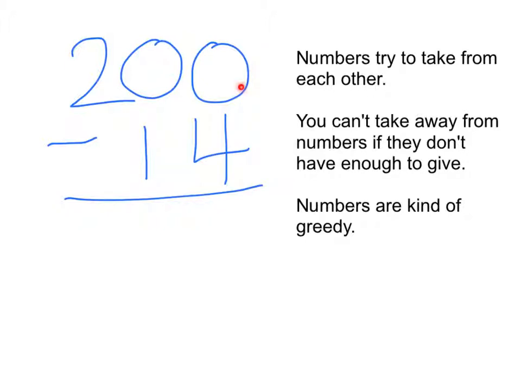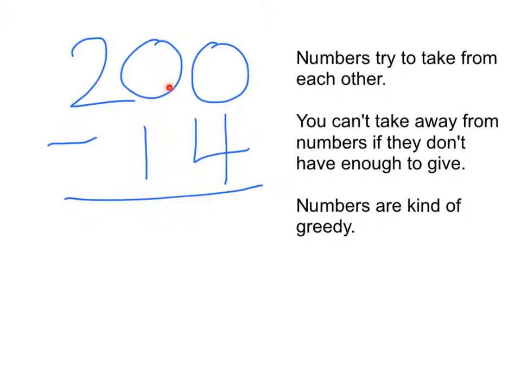So this 0 says, "Well, I'll go ask my neighbor." So he knocks on his neighbor's door, and he asks his neighbor to borrow some. And this neighbor says, "Well, hey, what do you think I am? I only have 0 too." So then this 0 goes, "Well, I guess I'll ask my neighbor."